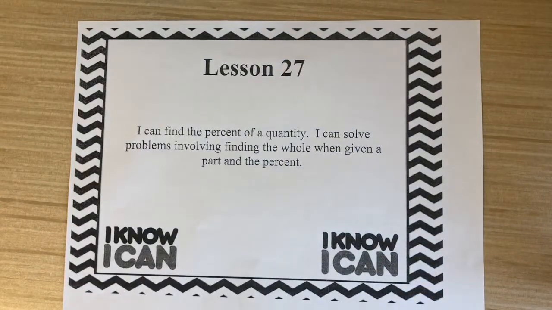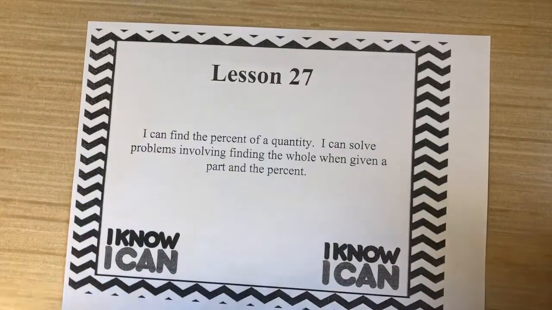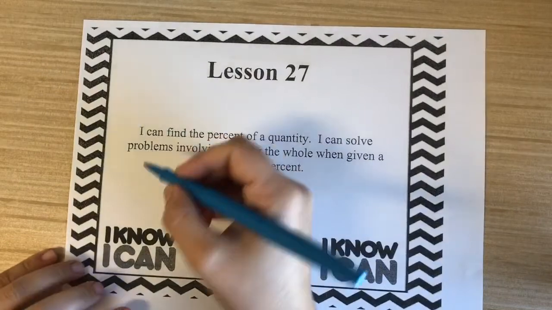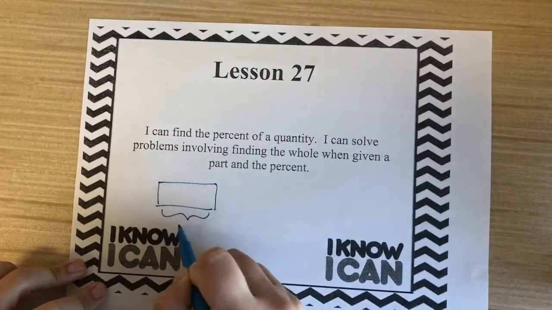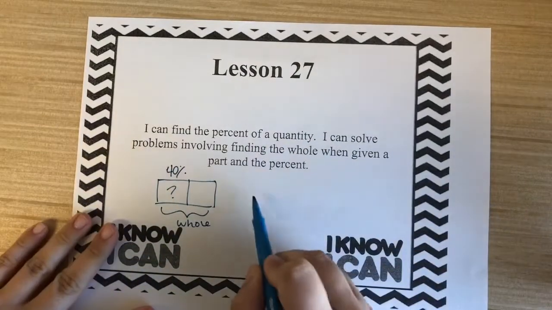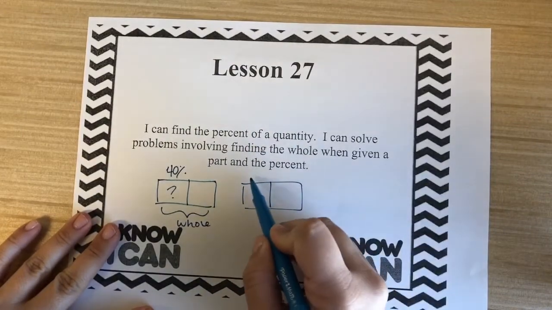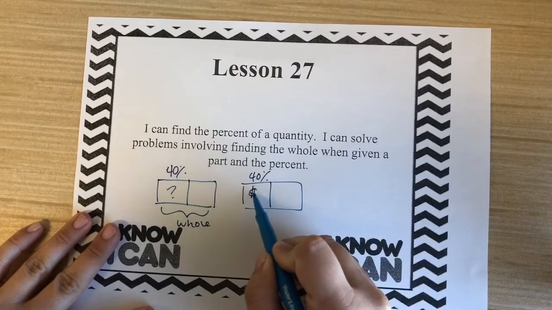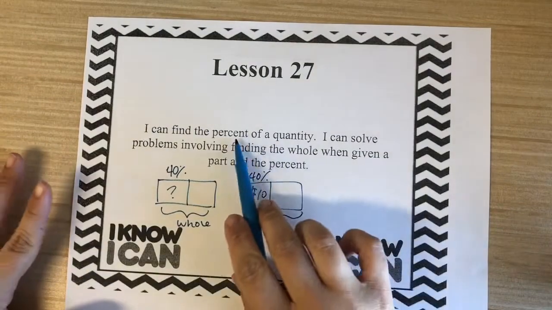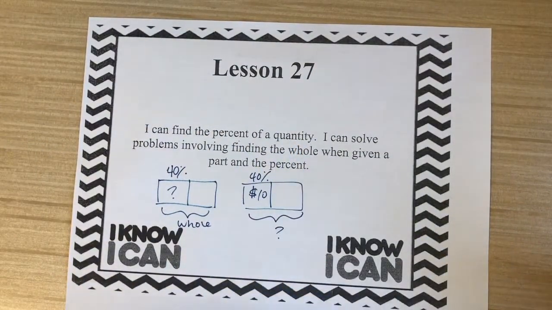Okay, lesson 27, I can find the percent of a quantity. I can solve problems involving finding the whole when given a part and the percent. This is the same lesson content goal for the next 3 lessons, where we are either going to be given the whole and asked to find the part when given the percent, or we might be given the percent and the part, and then asked to find the whole. Or we might be able to find the percent of the given quantity of the whole thing.